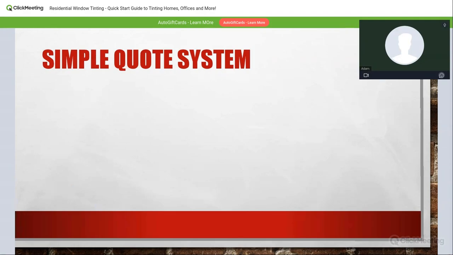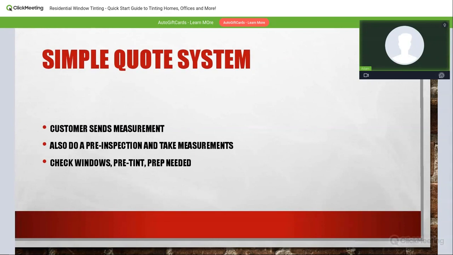Now, we're going to give you a quick, simple quote system. Like I talked about before, typical residential film is between $1.20 and $1.80 per square foot. When it comes to quoting, we want a simple quote system. Either your customer sends measurements, or, typically, I go and measure first. This gives me the ability to check the actual windows, see if there are any cracks or breaks, and take proper measurements. A lot of times, customers will give you inaccurate measurements, which makes your quote go off.